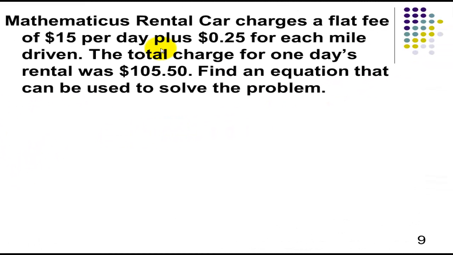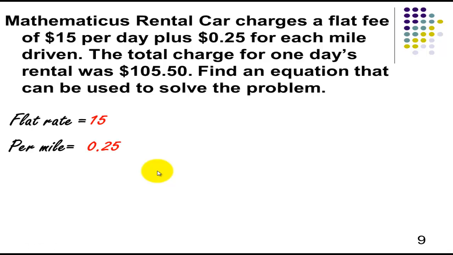Our next question. Okay, so we have here Mathematical's rental car charges a flat fee of $15 per day plus a quarter for each mile driven. The total charge for one day's rental was $105.50. So let's find the equation. So we have here a flat fee of $15. So the moment that you enter the car, you have to pay $15. And then you have to pay an additional 25 cents for each mile being driven. So you will have 0.25 per mile.